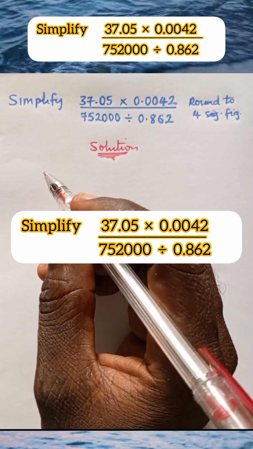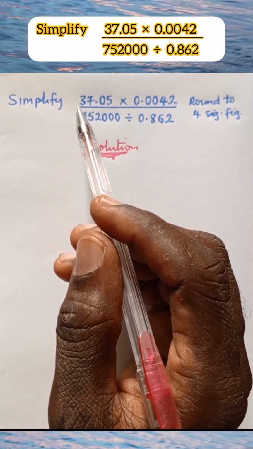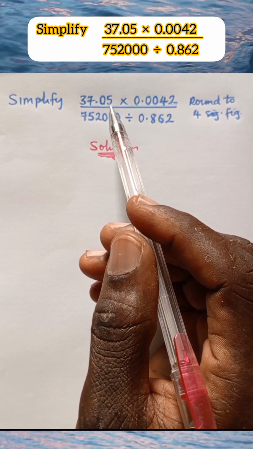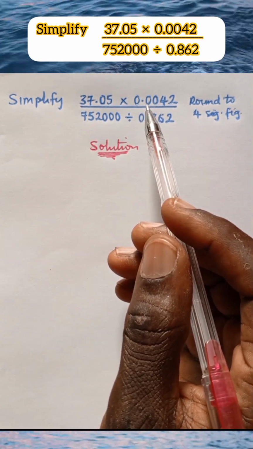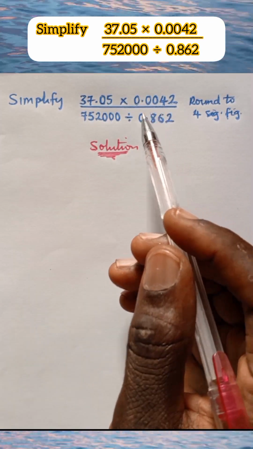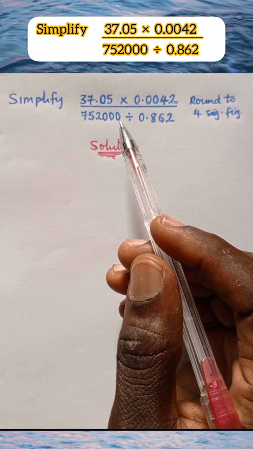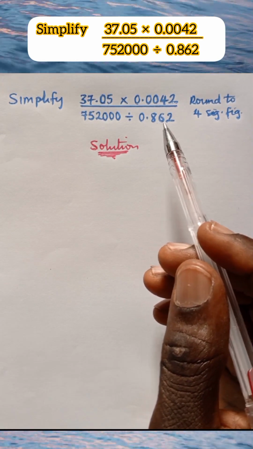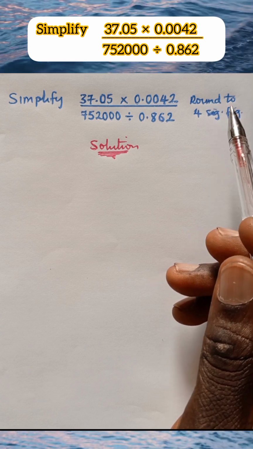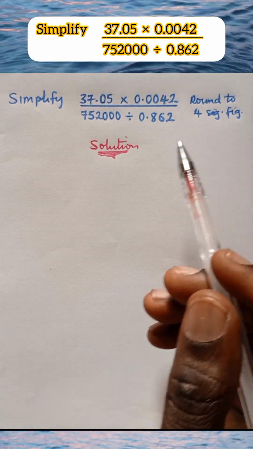We have a question here on standard form. We are to simplify 37.05 times 0.0042 all over 752000 divided by 0.862. We are to round off our answer to 4 significant figures.